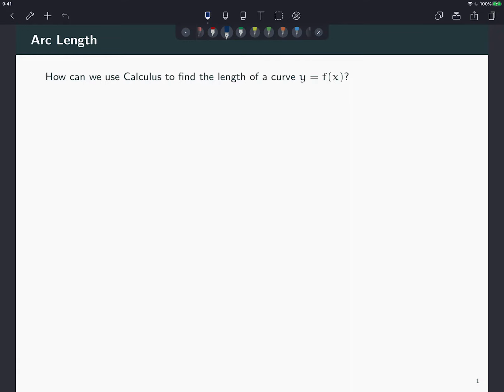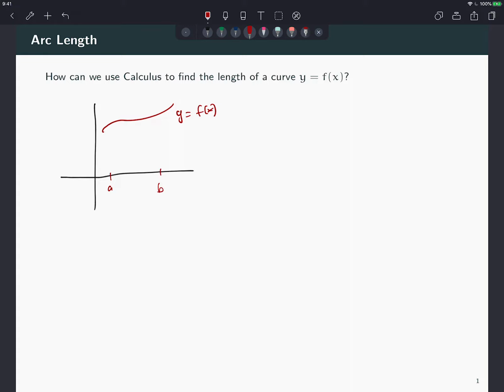Hi, so in this video we're going to explain how we can use calculus to find the length of a curve, and by this we mean of course a curve that is given as a function y equals f of x. So I'm going to have a function up here, y equals f of x between 2 points, say a and b. I want to find the length between this point here, a, f of a, and the point b, f of b.